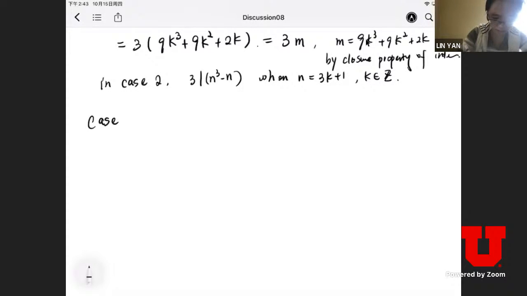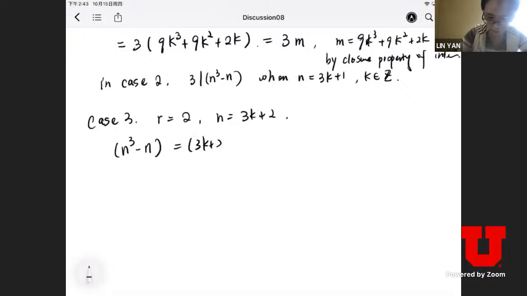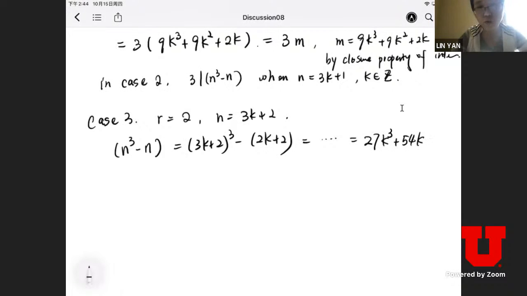Then let's go to case 3. In case 3, r is equal to 2 and n is equal to 3k plus 2. So we need to use 3k plus 2 to substitute the n, and it is equal to 27k cubed plus 54k squared plus 33k plus 6.